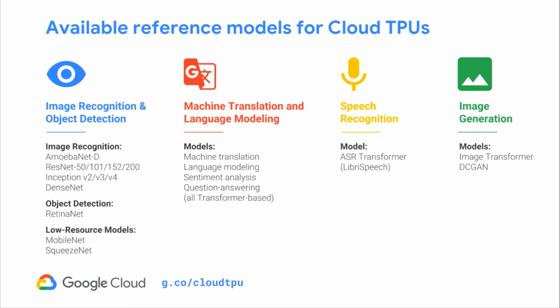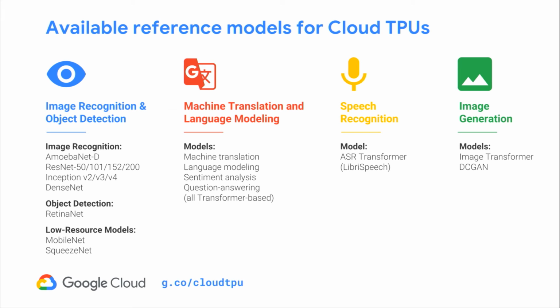But these TPUs aren't just limited to image recognition and object detection. They're also useful for machine translation or language modeling, or even sentiment analysis or question answering. I'll say a little bit more about that in a moment. And beyond language and text, we are seeing emerging applications on these TPUs in speech recognition, which you can find in the Tensor to Tensor toolkit. I'll say a bit more about that.